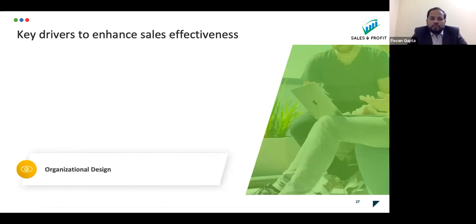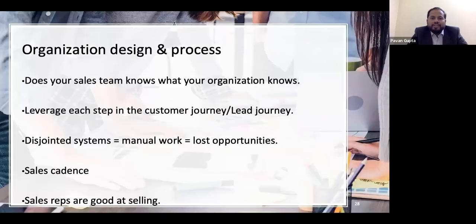Let's look at the last piece of organizational design. As a leader, I think most sales leaders have control on how they design their sales team. But what happens after you've designed your sales team? One of the important pieces which is missed is, does your sales team know what your organization knows? This is about the case study which we were referring to a while back in the automation space. Most of the time, a sales rep goes back searching for information from multiple stakeholders in the system. And why does it factor into our productivity?